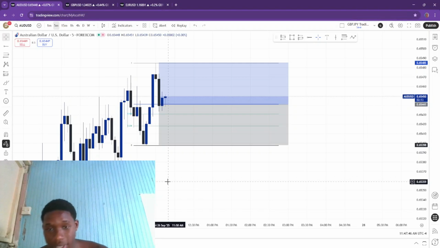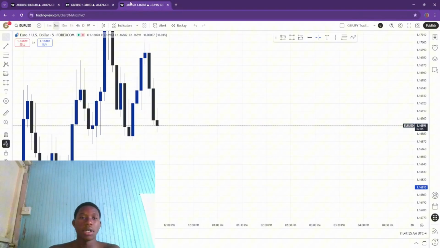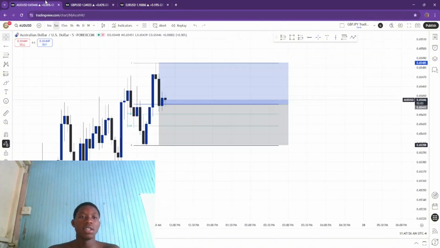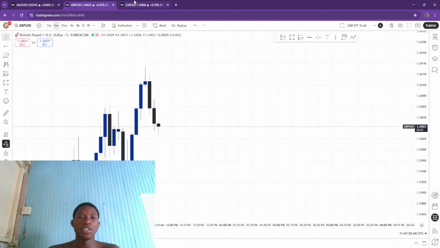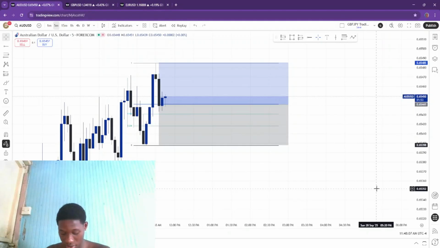Right now it's just waiting game. I don't think GBP USD or Euro USD is going to give us a trade opportunity, but we're still going to keep our eyes peeled because our max trades per day is two, and we're not going to let any trade slip, not even one. Price literally just chilling.